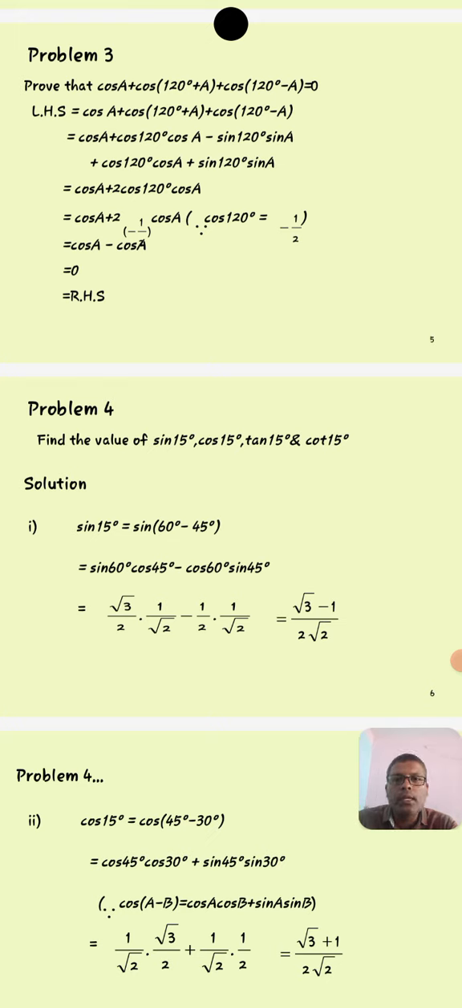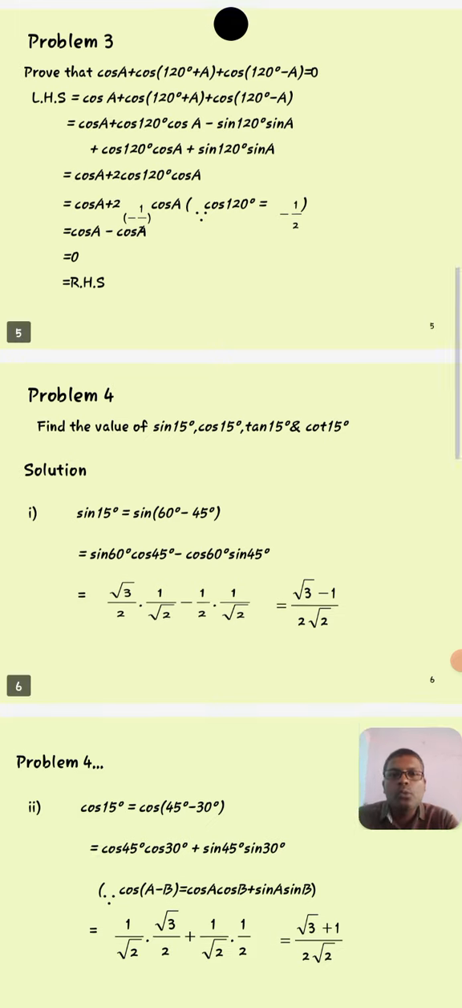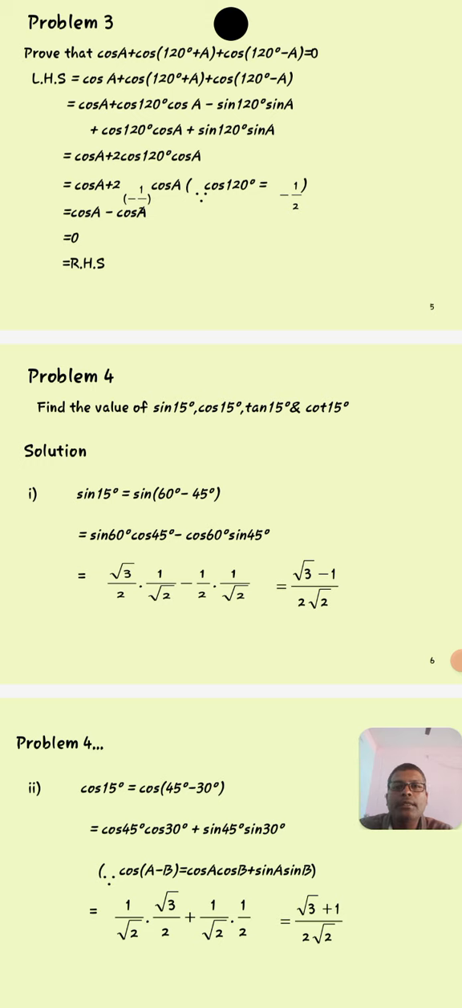That is equal, here two values are cancelled, that is minus sin 120 into sin A plus sin 120 into sin A. Both are cancelled. So we write the next step: cos A plus cos 120 into cos A plus cos 120 into cos A. So 2 cos 120 degrees into cos A we get. Next step we write cos A into 2 cos 120 degrees.